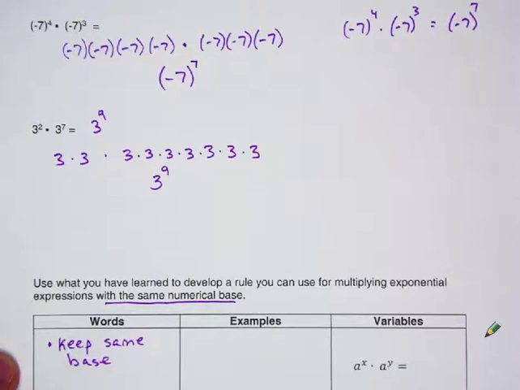But how can we move quickly with the exponents? Again, writing it out in expanded form is always an appropriate method. But a quicker way to do it is to look at simply adding the exponents.